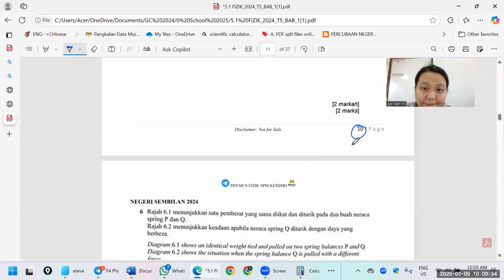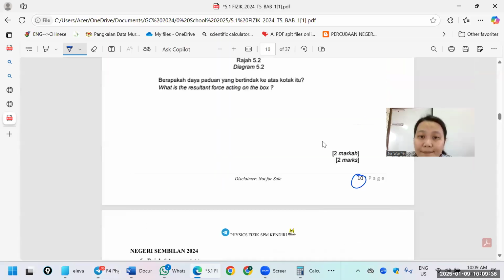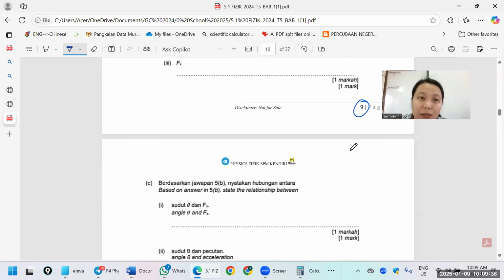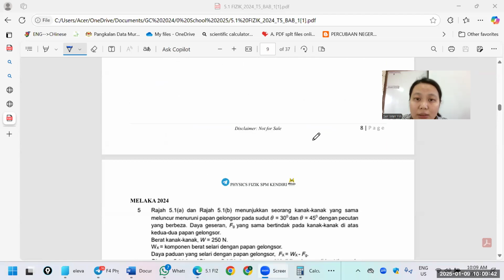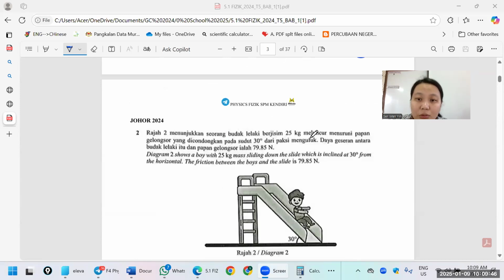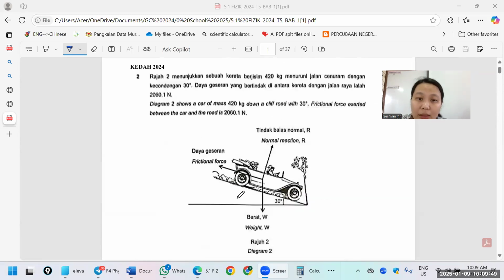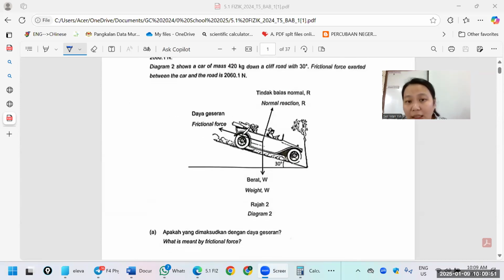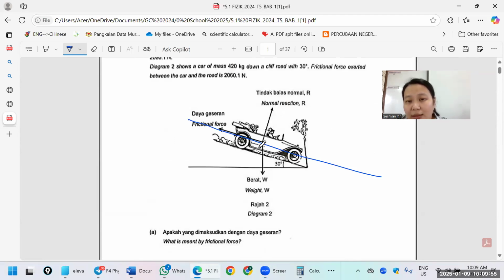Okay. Any other question? This one I gave you in school already. Same thing. See here. You draw the XY axis yourself. Okay. Same thing, everything the same.